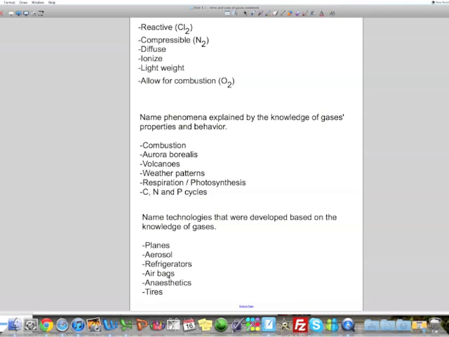Not too slow, not too fast. So we need to know how these reactions work, how much gas is being produced, and how gases will move around in a certain size container in order to create that great item, which is an airbag. Anesthetics I talked about. Tires.